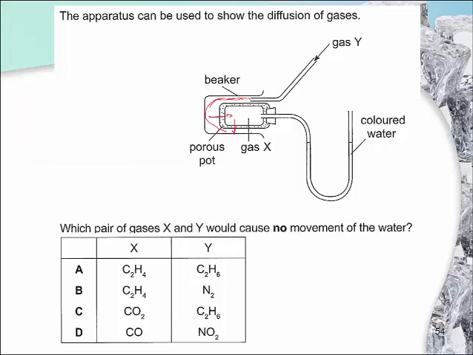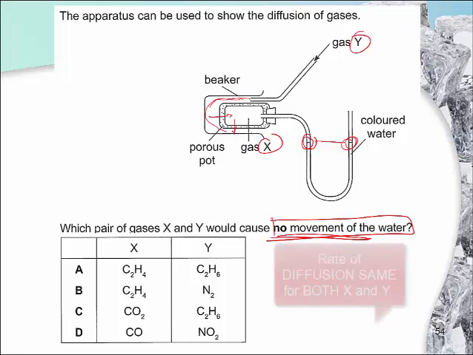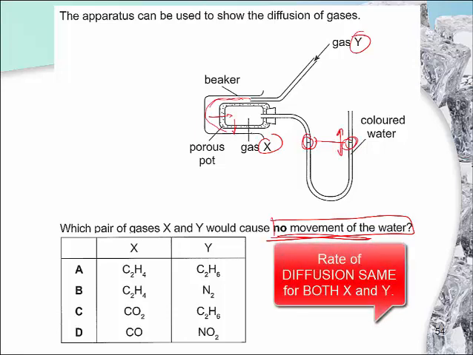So let's look at gas X and Y. Now when there's no movement of water, the water remains at the same level, not going up or down. It simply means the rate of diffusion of X and Y are the same. I repeat. When there's no movement of water in the U tube here, the water level doesn't go up or go down. It simply means that the rate of diffusion of gas X out of the jar compared to gas Y into the jar must be the same rate. Okay, the first thing you must know is the same rate of diffusion.